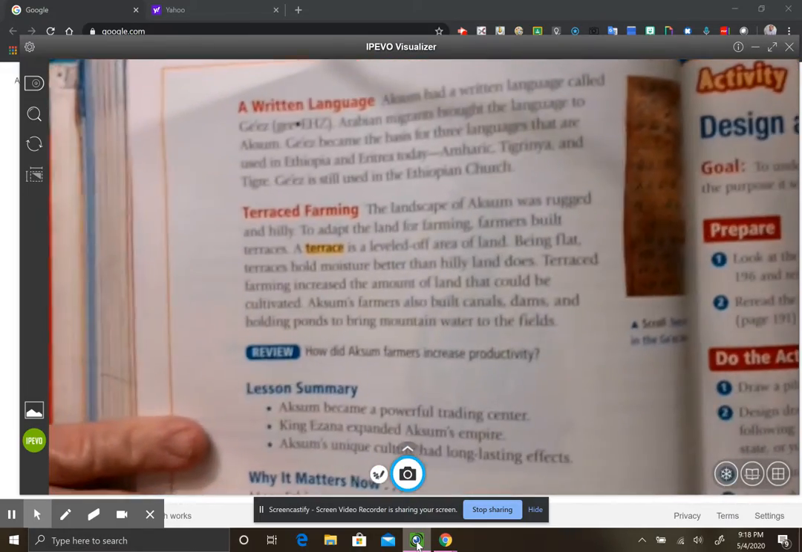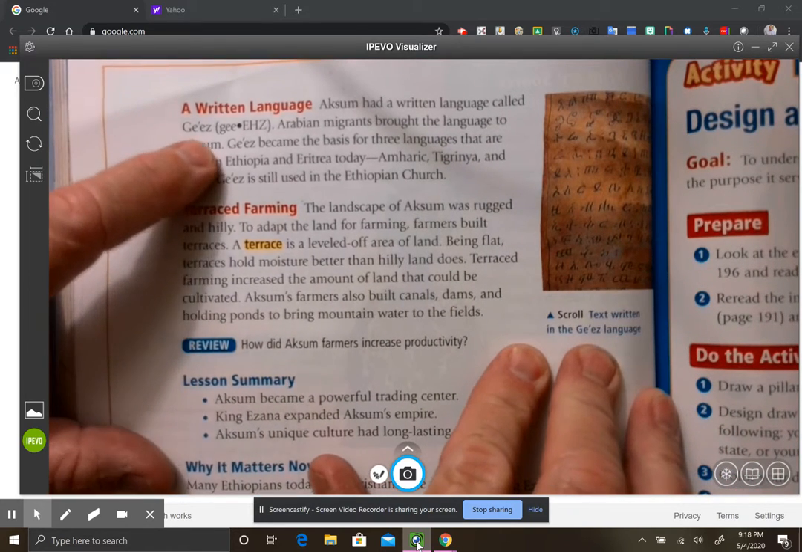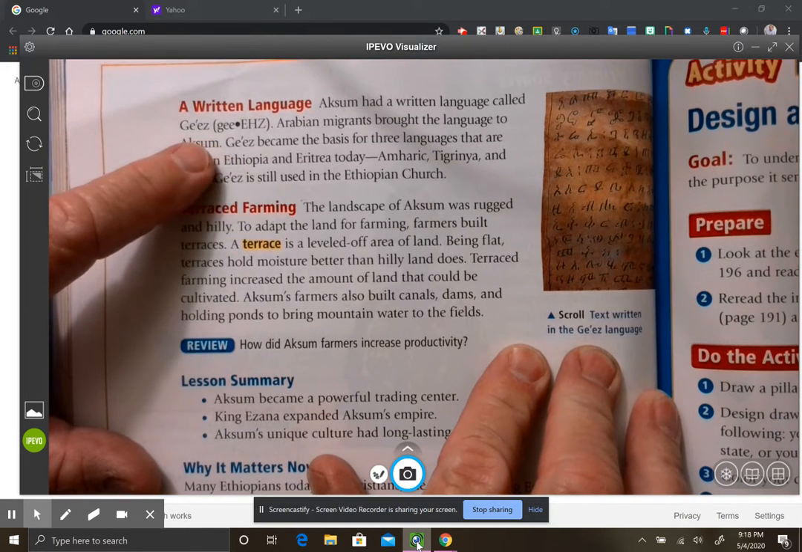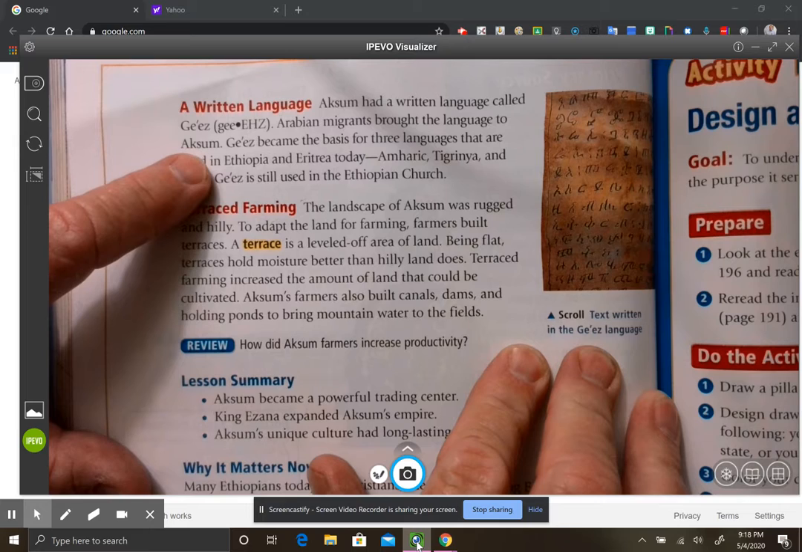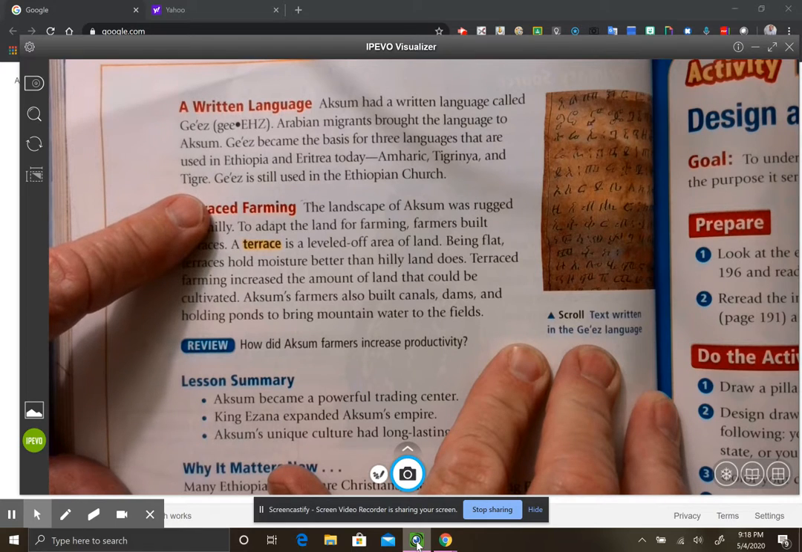A written language. Aksum had a written language called Ge'ez. Arabian migrants brought the language to Aksum. Ge'ez became the basis for three languages that are used in Ethiopia and Eritrea today: Amharic, Tigrinya, and Tigray. Ge'ez is still used in the Ethiopian church.